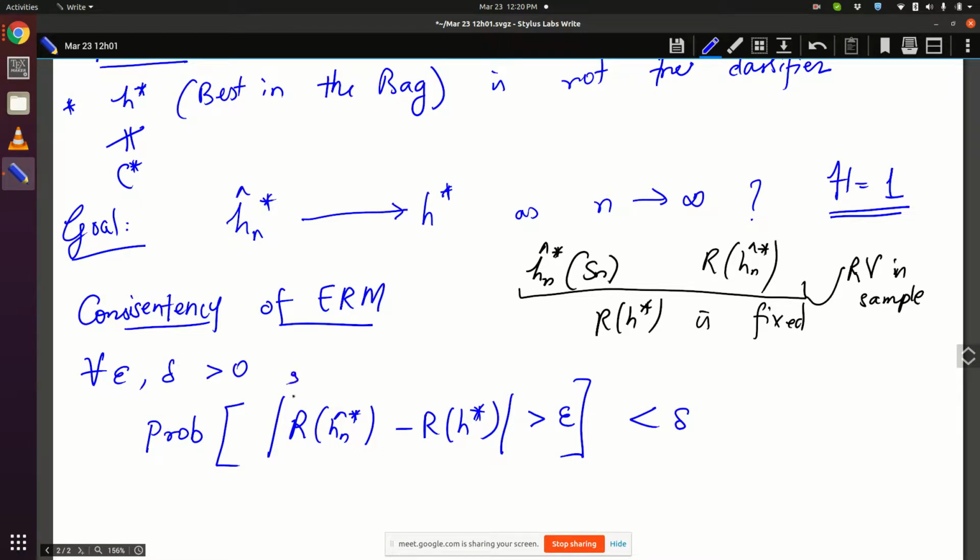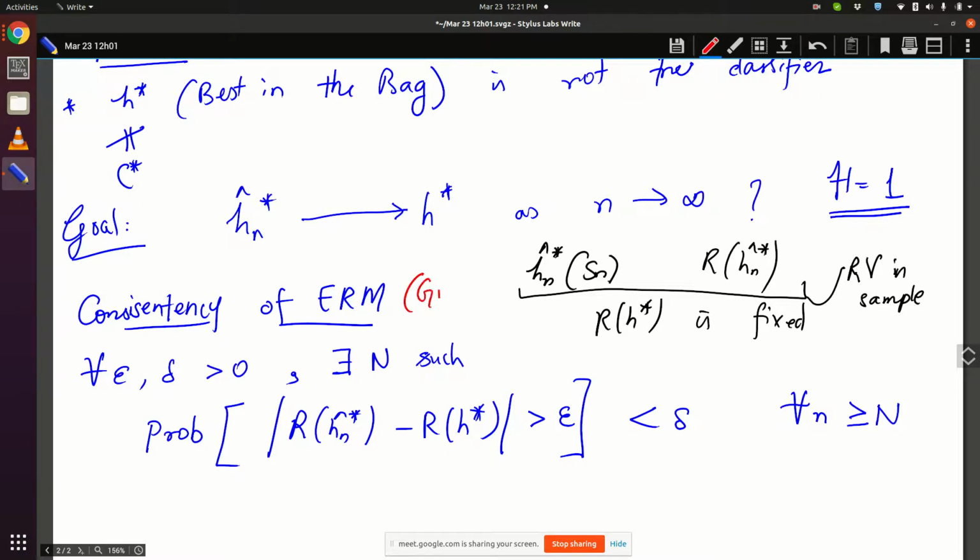So the catch is, as the size of the data set increases, there exists an n such that this is happening for all n greater than or equal to the n that you have designed. If we are able to do this, then our goal is met. So this is our goal.